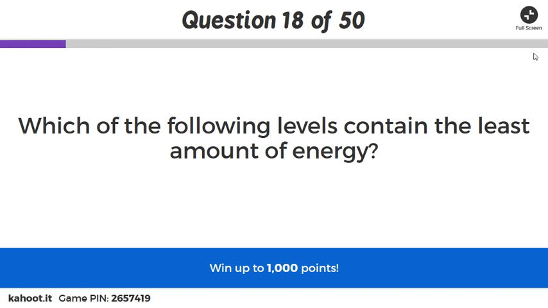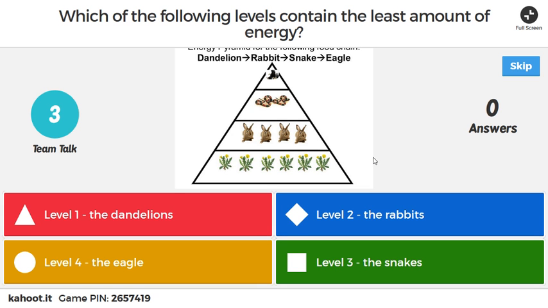All right, which of the following levels contain the least amount of energy? So we're going to take a look at 4 different levels here. Which one has the least amount of energy? Would that be level 1, 2, 3, or 4?